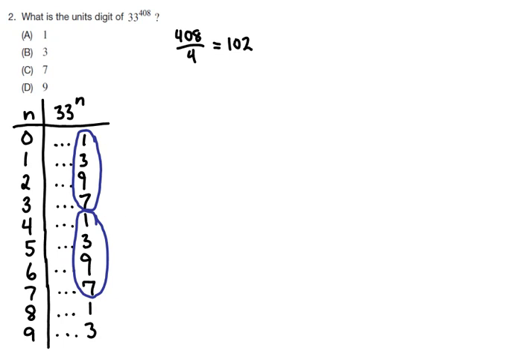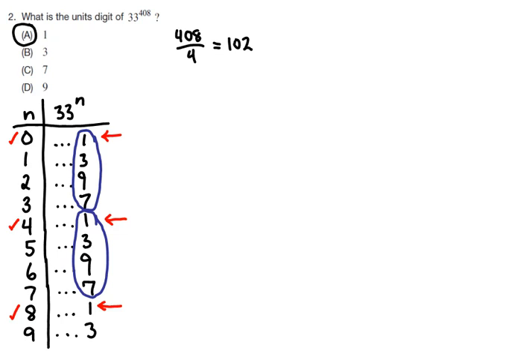And if we looked in our table for all the multiples of 4, and 0 is a multiple of 4, 0 is just 0 times 4, 4 is 1 times 4, 8 is 2 times 4. And you should see that for any multiples of 4, the table tells us that the units digit is always 1. And since this number 408 is a perfect multiple of 4, then we would say that the answer is A.